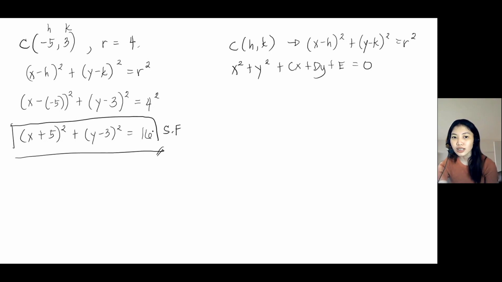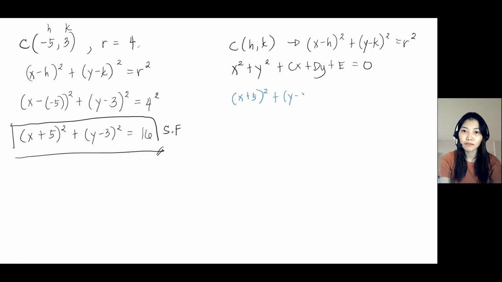Okay? And itong 16 ililipat sa kabilang side. So kunin natin ang standard form. Our standard form is x plus 5 squared plus the quantity y minus 3 squared is equal to 16. Okay, so again, this binomial, we can expand this using the rule in special product.